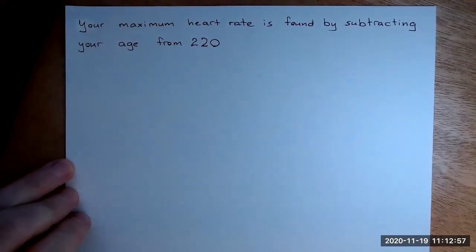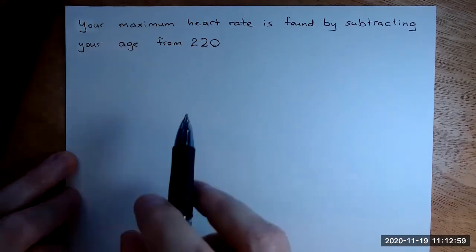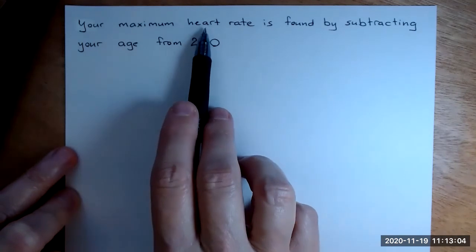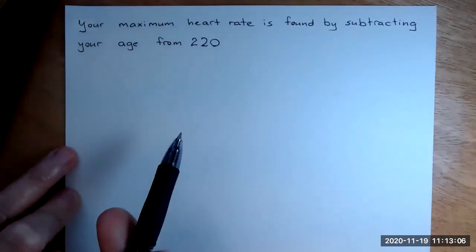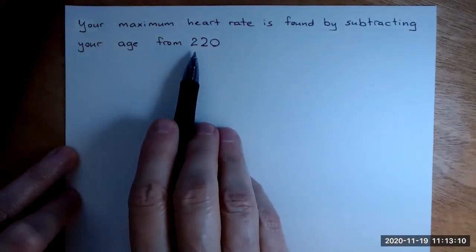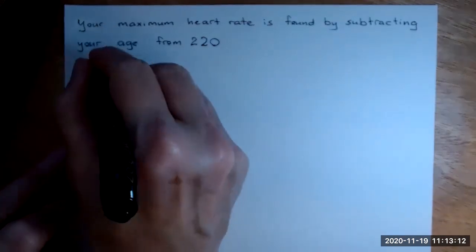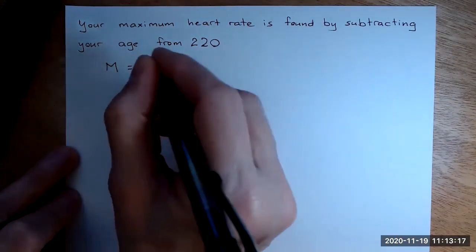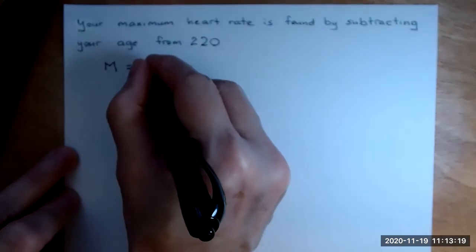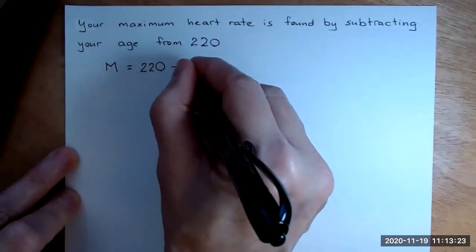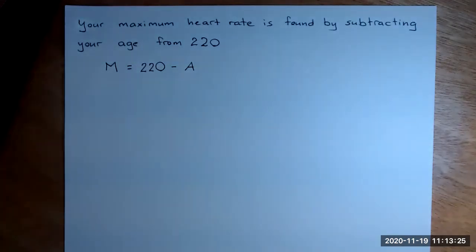All right, according to exercise physiology, your maximum heart rate, which is the theoretical fastest that your heart can beat, is found by subtracting your age from 220. So that formula, maximum heart rate, is 220 minus your age. Let's do an example.